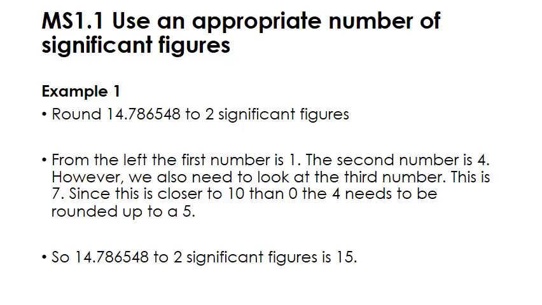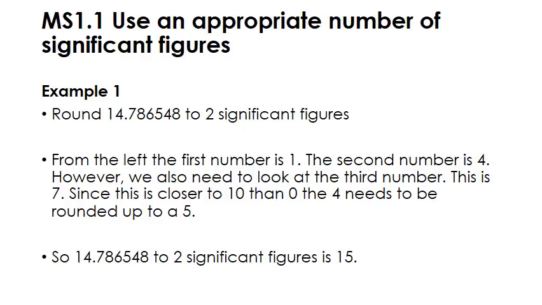So here are some examples of how to round down and up to significant figures. If you were asked to round 14.786548 to 2 significant figures, you start on the left hand side. The first number is 1, the second number is 4. However, you need to look at the next number as well. In this case it's 2 significant figures, so if the third number is closer to 10 than to 0, then you round up. And if it's closer to 0 than 10, then you round down.